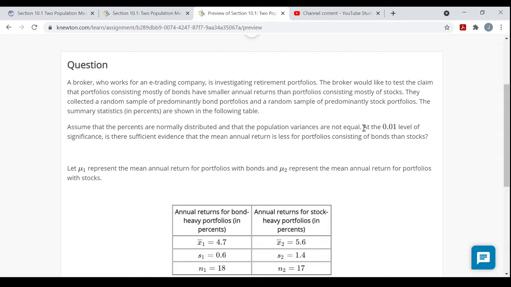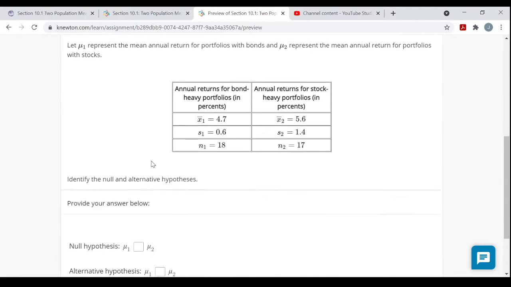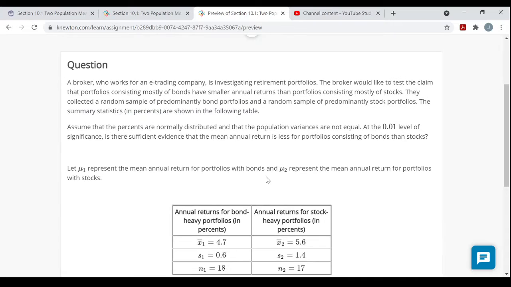All right. At the 1% level of significance, so alpha is 0.01, is there sufficient evidence that the mean annual return is less for portfolios consisting of bonds than stocks? They're telling us to let mu1 represent the mean annual return for portfolios consisting mostly of bonds, and mu2 represent the mean annual return for portfolios consisting mostly of stocks. First we're asked to just identify the null and alternative hypotheses. All right, so I'll go to some paper.